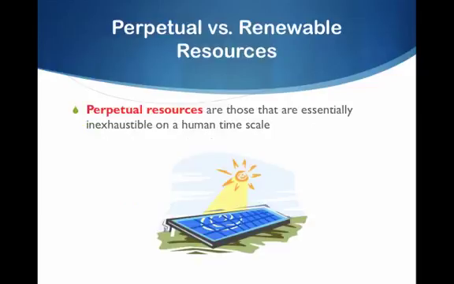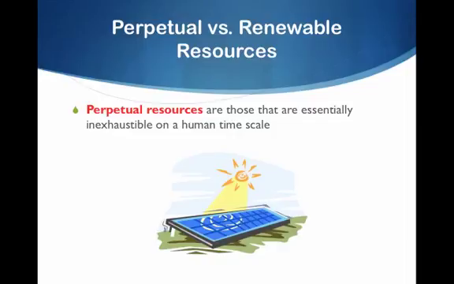So a perpetual resource is one of those categories that any resource can fall into, but it's a little bit different than a renewable resource. A perpetual resource are those that are essentially inexhaustible on a human time scale. The sun is a great example. If you think about it, the sun has been around for quite a long time, millennia to be exact, and I don't foresee it going out in my lifetime. In fact, it probably won't go out in your lifetime either. And so it's beyond the human time scale. It's been around for an extremely long period of time. That's why it's called perpetual.